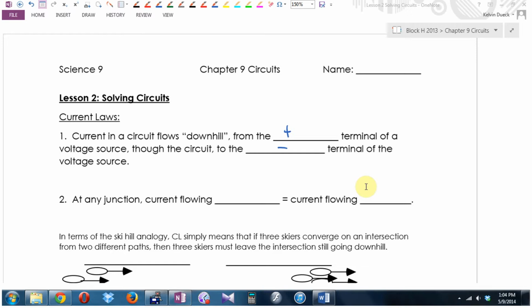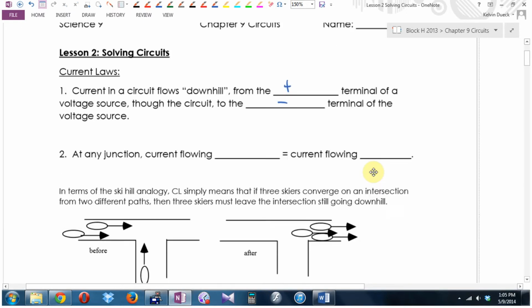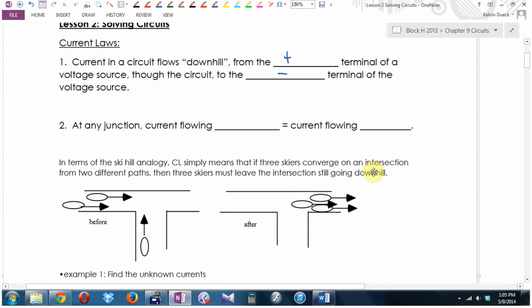That is opposite from what happens in real life. In real life, it's electrons that move, from negative to positive. But it's so much nicer to think of stuff moving downhill, from positive to negative, that we define current as which way the positives would move if they could, even though they don't, because they're stuck in the nucleus. So current flows downhill from positive to negative. And the second rule of current is that at any junction, any place where two wires join, current flowing in equals current flowing out.